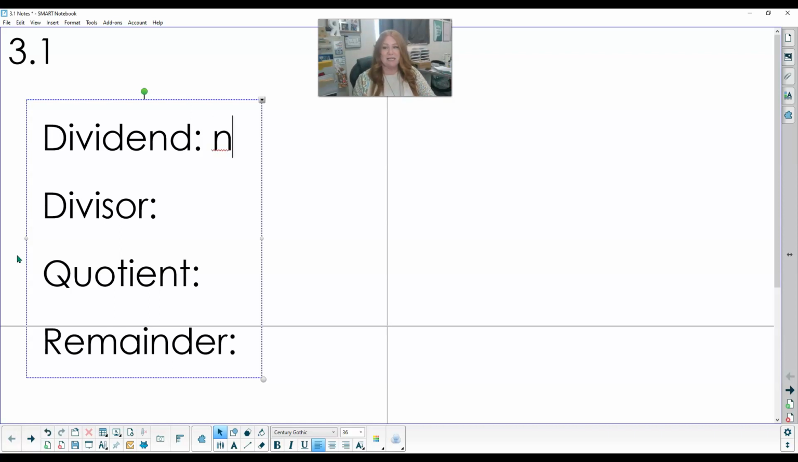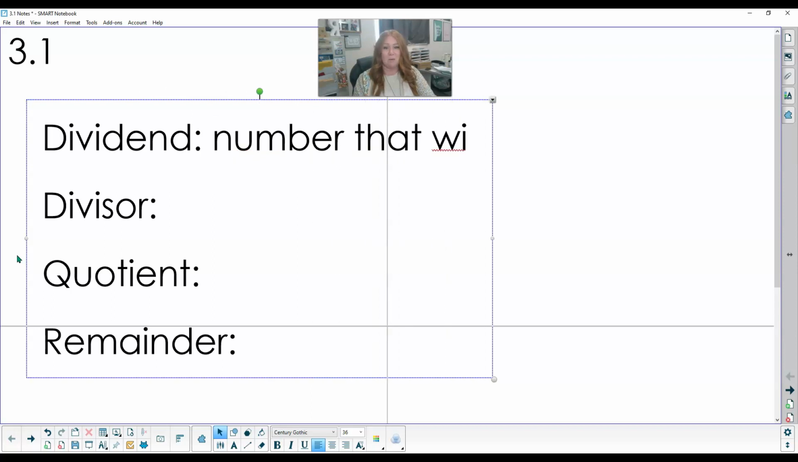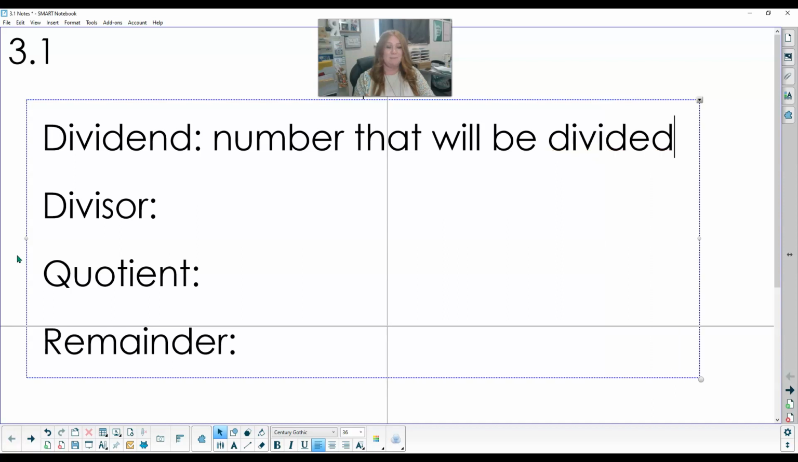So the dividend is the number that will be divided. So this is what you're starting with. I always like to ask myself, what do I have? So I have 3 cakes. That's what I have. That's what I'm going to be breaking up. That's my dividend.